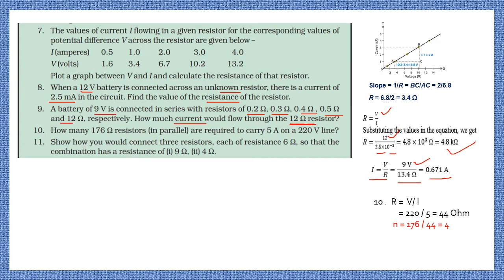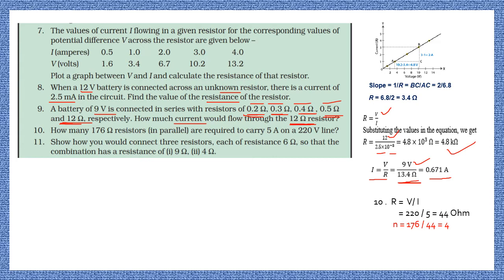And can you tell me from where we got this 13.4 ohm? Okay, let me tell you. All our resistors are connected in series. So in series, what is the formula to find out the equivalent resistance? R1 plus R2 plus R3 plus R4 plus R5. So we will get the equivalent resistance, and that value of R we have used over here. Fine. Okay.